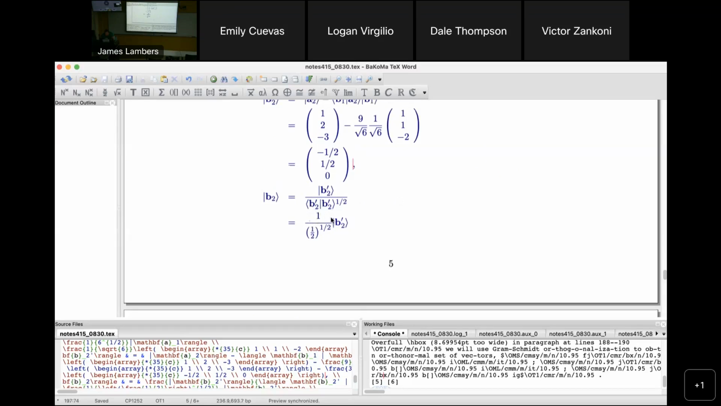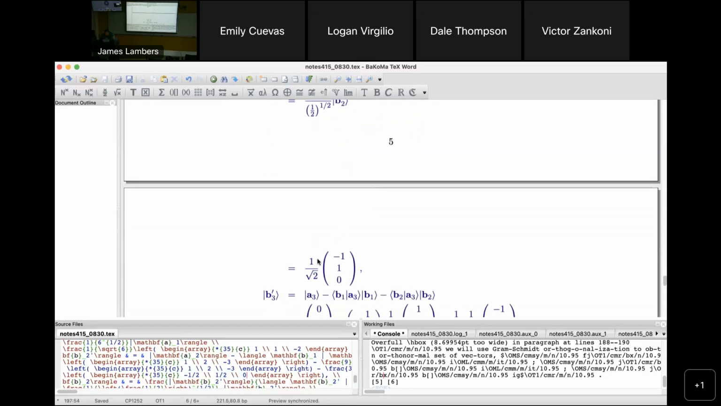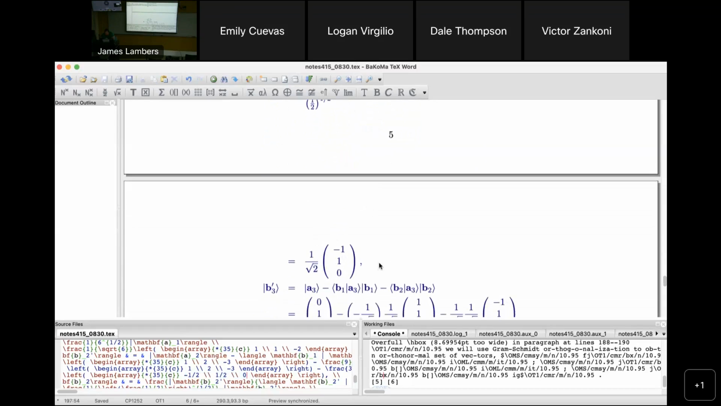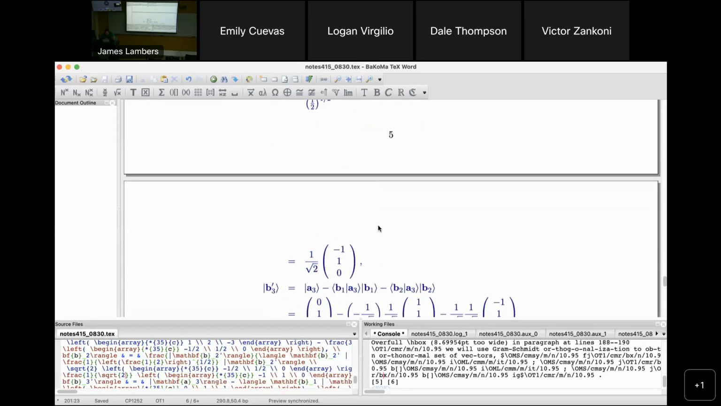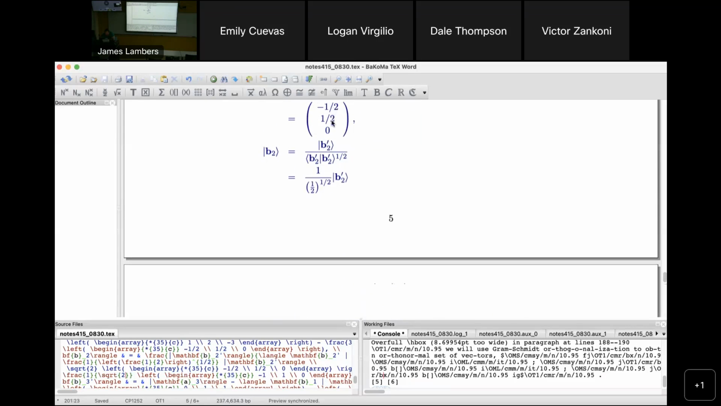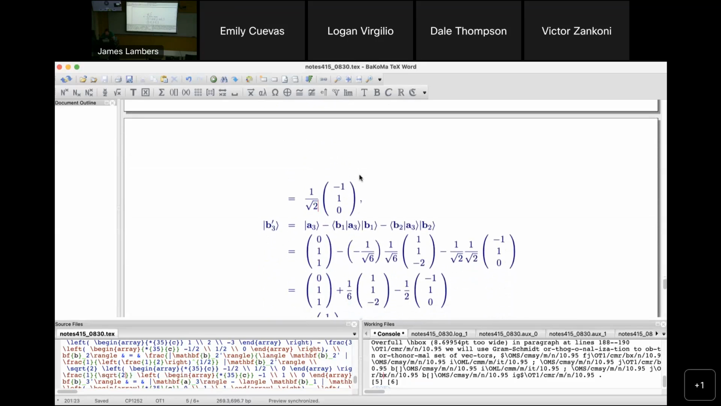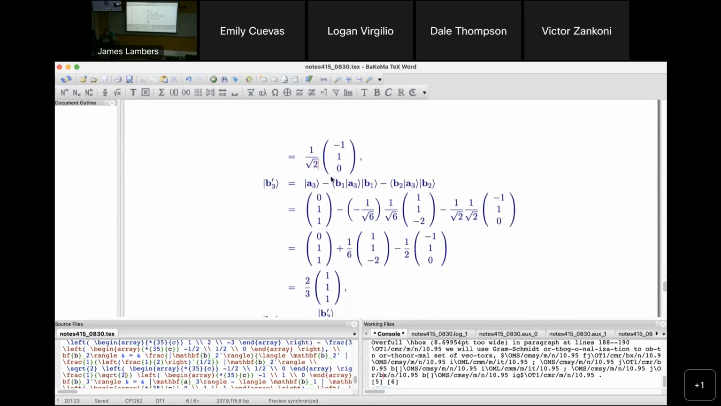So here we have 1 over square root of 2, which would be square root of 2, times this vector. But that simplifies to this. Like, how come we don't have a square root of 2 here? It's because I took the denominators of 2 and I pulled them out. I have to trust my notes more. Okay, so that's our second vector.